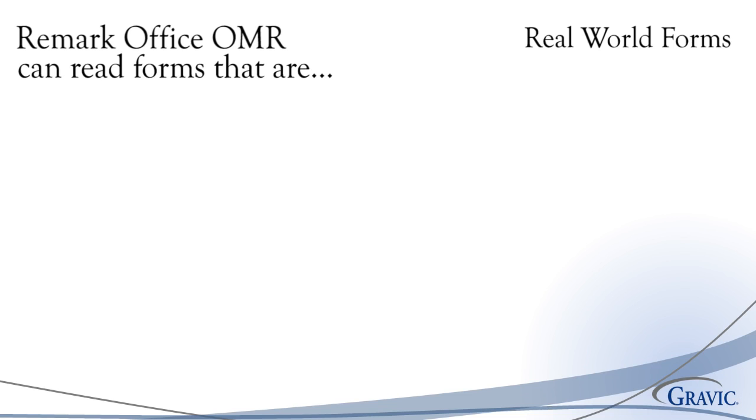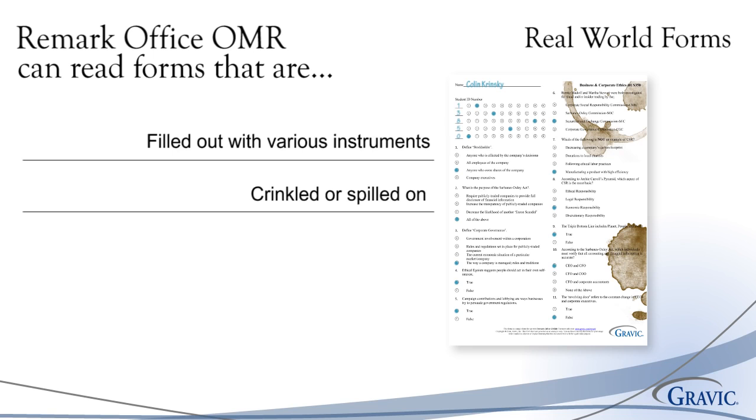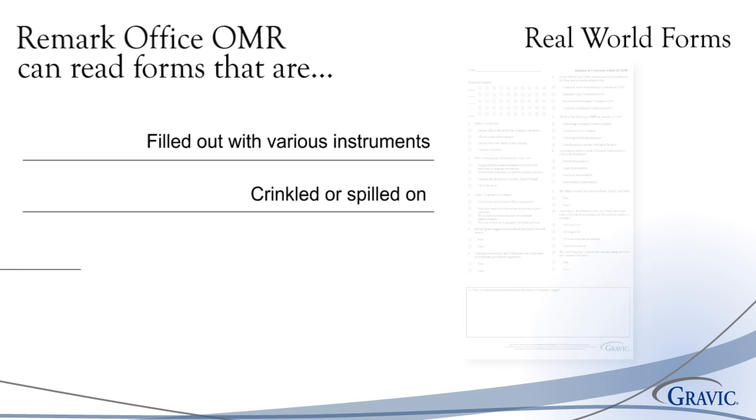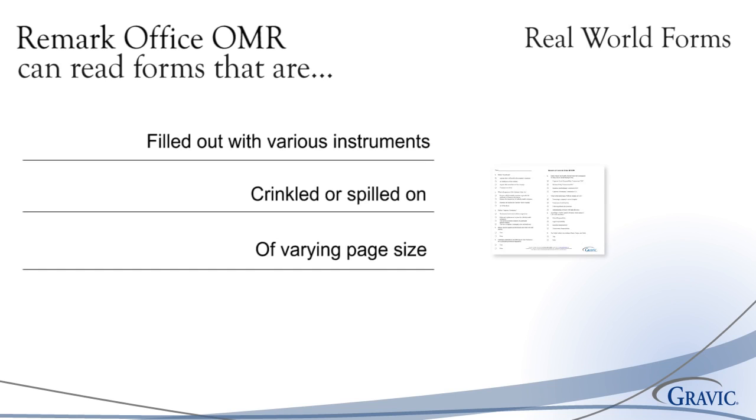Remark Office OMR is capable of recognizing data from forms that are filled out with various writing instruments, such as pens, pencils, markers, and more. Forms can be crinkled or stained, and of varying page size, such as letter, legal, A4, landscape, postcards, and many others. As long as your scanner supports the page size, Remark Office OMR can read it.